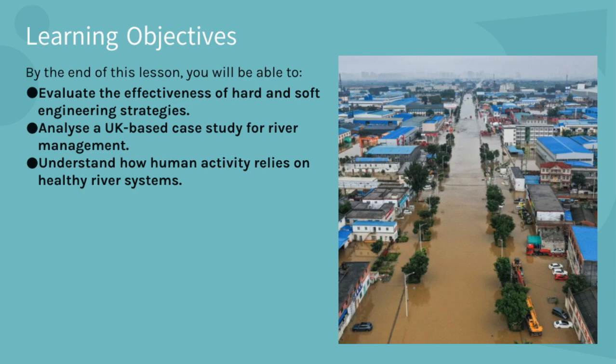Today, we will use Banbury in the UK as our example. We will look at the strategies used there and consider their social, economic, and environmental impacts. Third, you should be able to understand how human activity relies on healthy river systems. This is important because river management is not only about stopping floods. It is also about protecting the river as a living system that people, wildlife, and future generations depend on. So the big question for today is, how can we manage rivers without damaging the very systems we rely on?